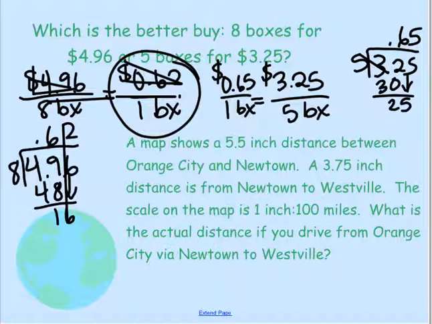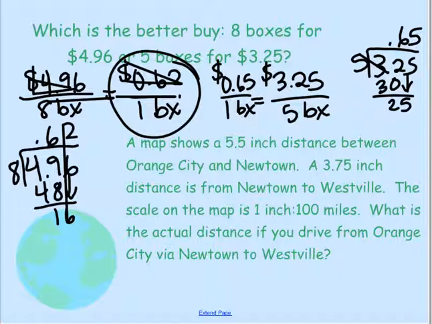And last question. A map shows a 5.5-inch distance between Orange City and Newton and 3.75-inch distance from Newton to Westville. The scale on the map is 1 inch to 100 miles, so the actual distance is what? From Orange City to Westville, all the way across.